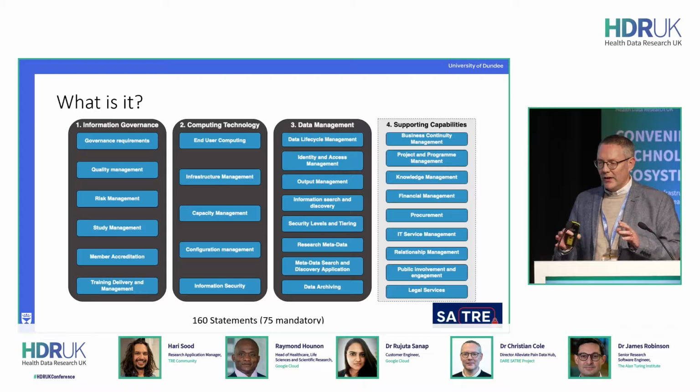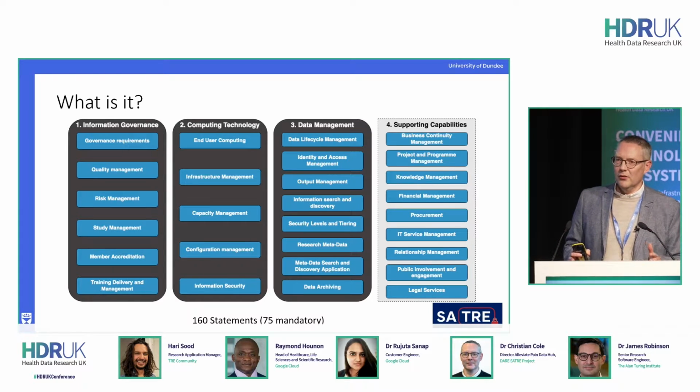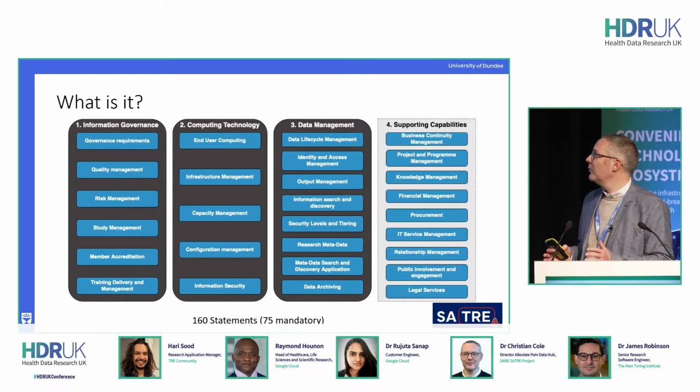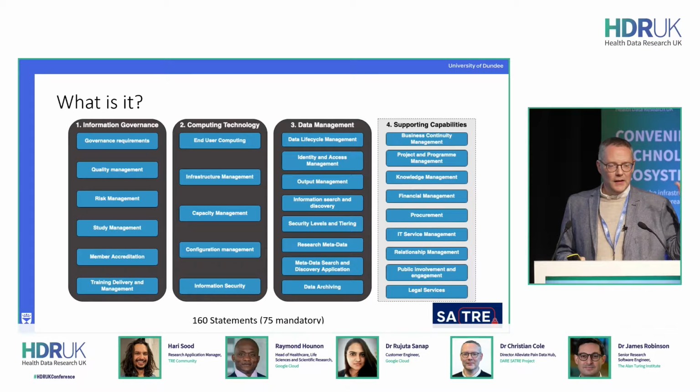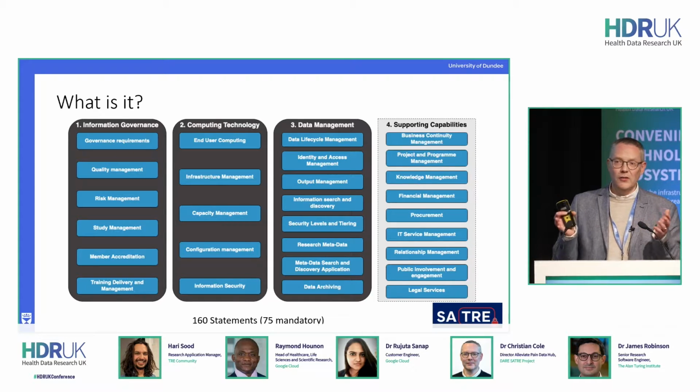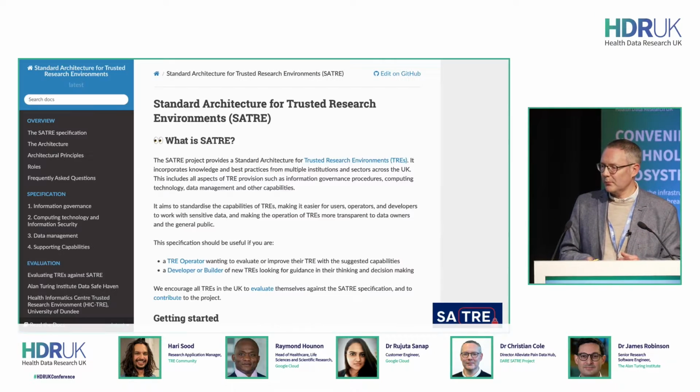It's a collection of capabilities that TREs should have, broken down into 4 pillars, as you can see there, and the 28 capabilities are in those. And we've defined 160 statements around those capabilities, which you can look at and compare yourself to, 75 of which we deemed as mandatory. And that, if you use the specification, is what we currently define as the minimum specification for a UK TRE within the DARE program, within health.